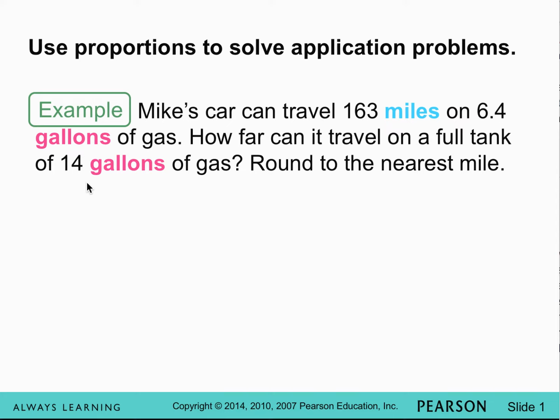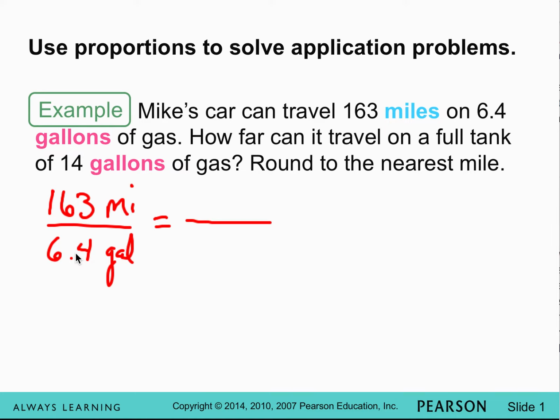So the great thing about using proportions is it doesn't really matter how you set it up. First of all, Mike's car can travel 163 miles on 6.4 gallons of gas. Notice that I should recognize that as a rate right away. And I'm going to make a proportion. It asked me about a different amount of gallons. As long as I put the gallons in the same place down here, then I can solve it for the miles on 14 gallons.